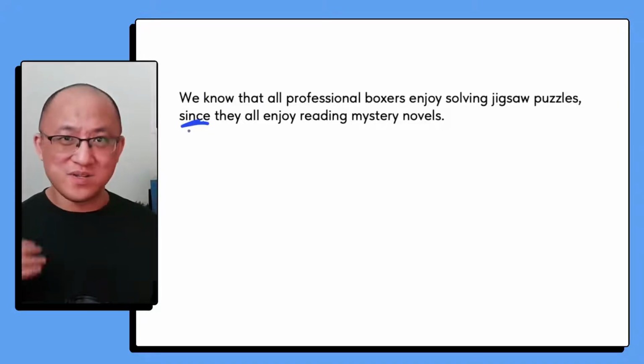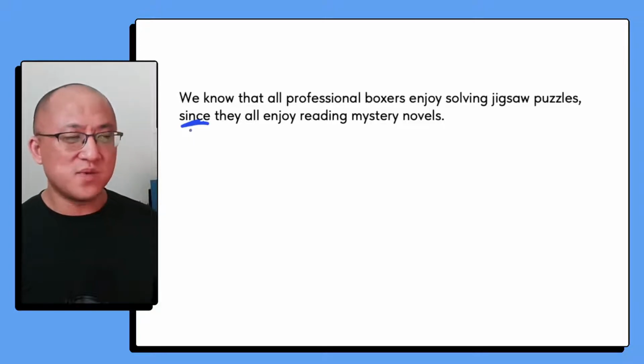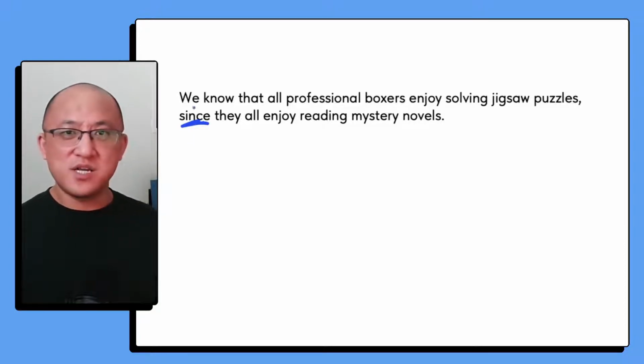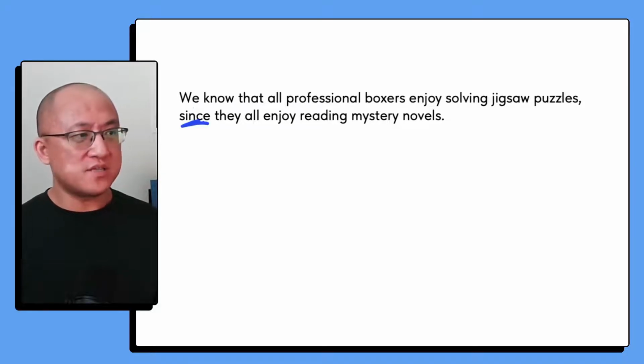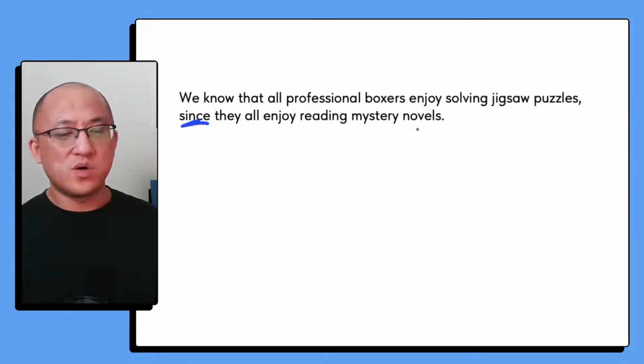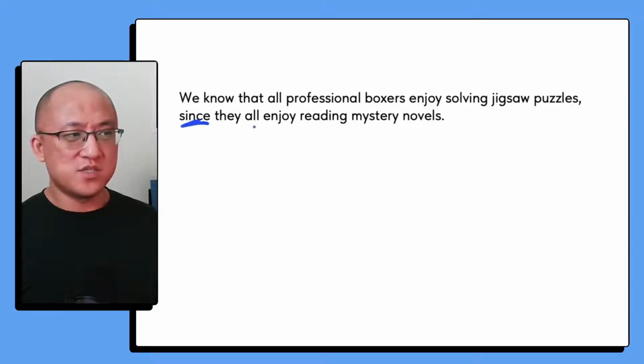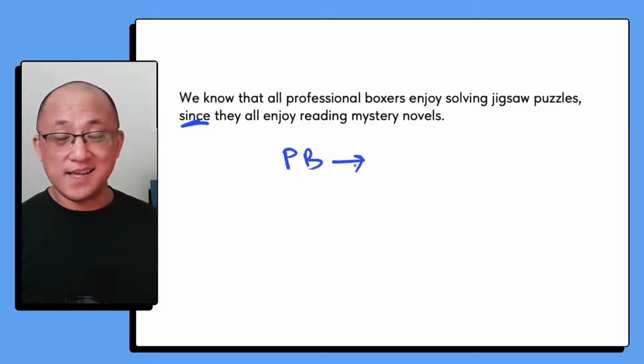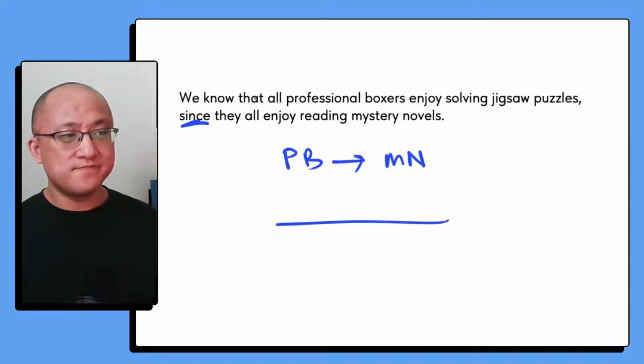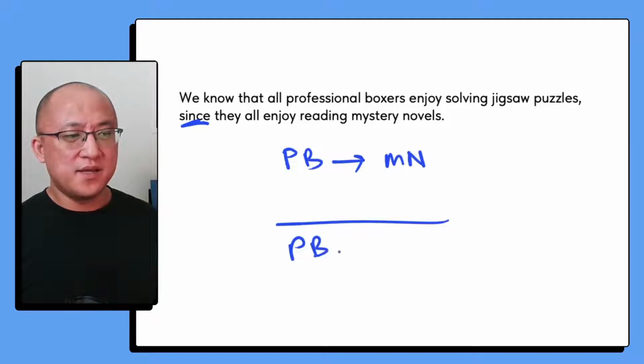All the other examples were neatly laid out. The conclusion was the second statement. Now it's the first statement. But that doesn't change anything about the underlying logic of how we approach things. So the premise is they all enjoy reading mystery novels. If you wanted to diagram that, which you don't have to, but you could, right? The all, who's that referring to? It's referring to professional boxers. So you could think of that as if professional boxer then enjoys reading mystery novels, and I'll use MN. What's the conclusion? All professional boxers enjoy solving jigsaw puzzles. So if PB, then enjoy solving jigsaw puzzles.